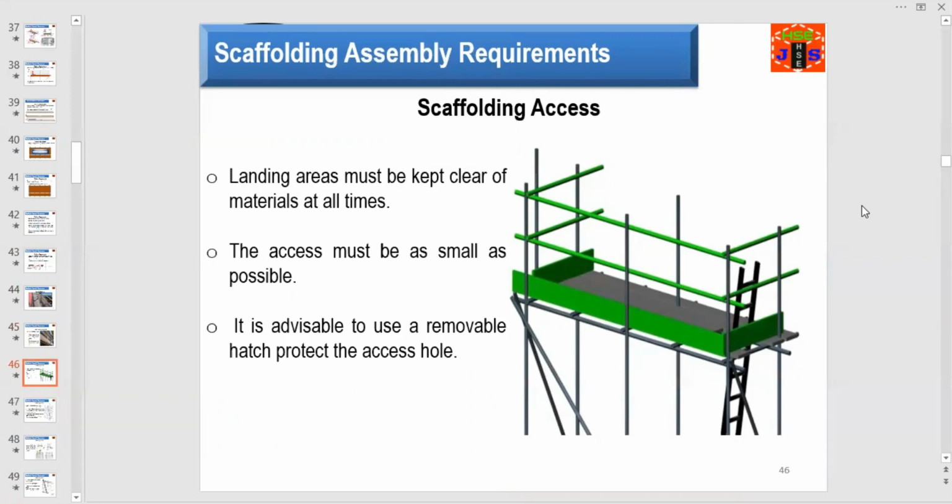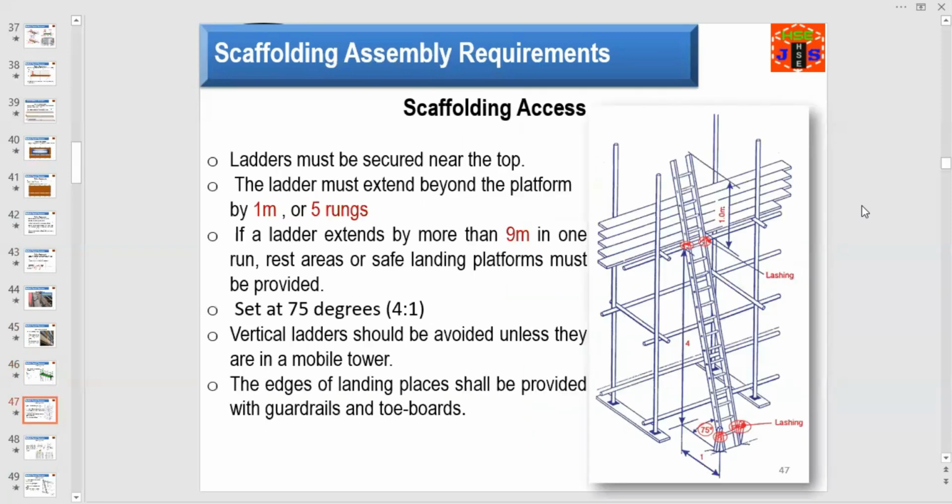Let us start discussing now about scaffold access. Landing areas must be kept clear of materials at all times. The access must be as small as possible. It is advisable to use a removable hatch to protect the access hole. Ladders must be secured near the top. The ladder must extend beyond the platform by 1 meter or 5 rungs.